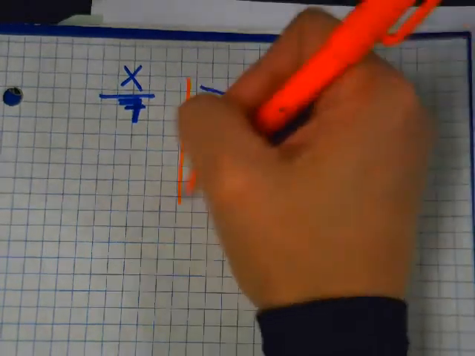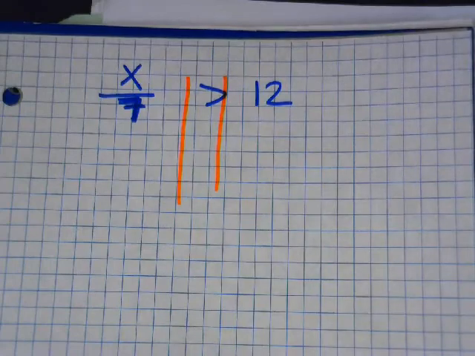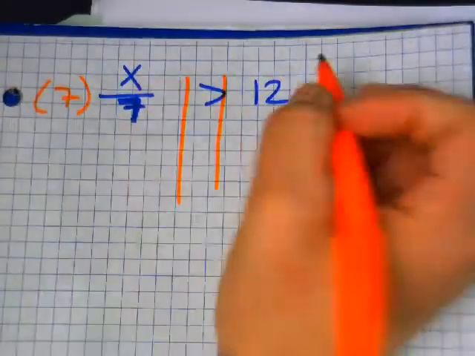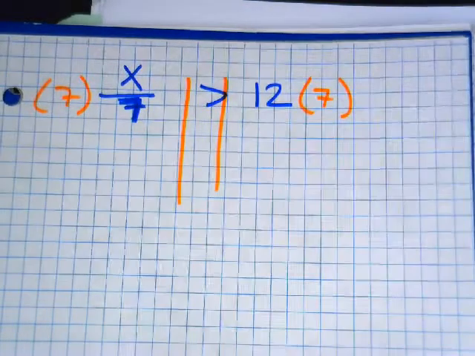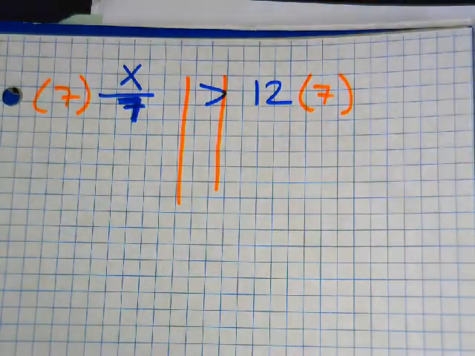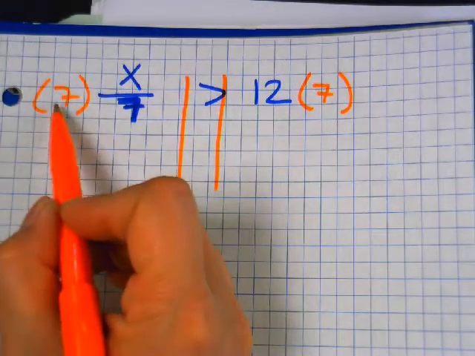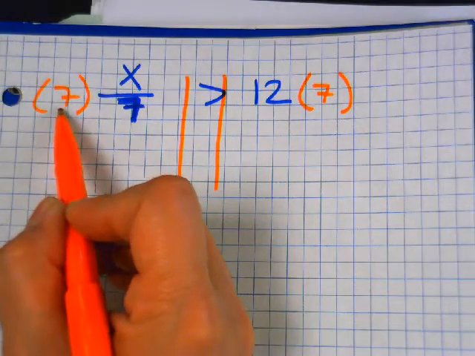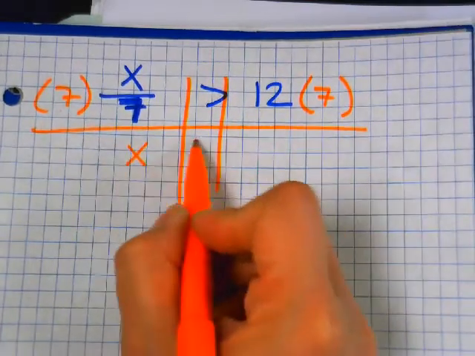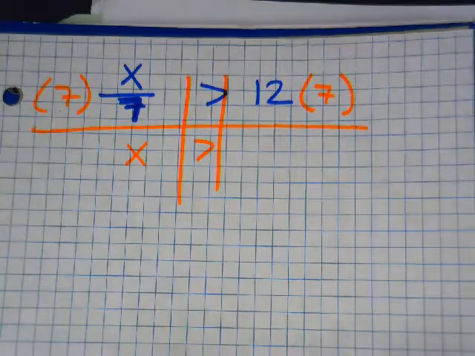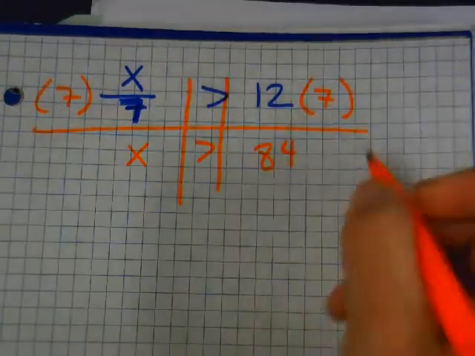Alright, we're going to draw our bars. Alright, what do I do? Yeah, times 7 times 7. Alright, so this line means division, so the opposite is to multiply. So here I have multiplication. I have x is greater than, what is 12 times 7? Good, 84. Feel free to use your multiplication chart if you need it.